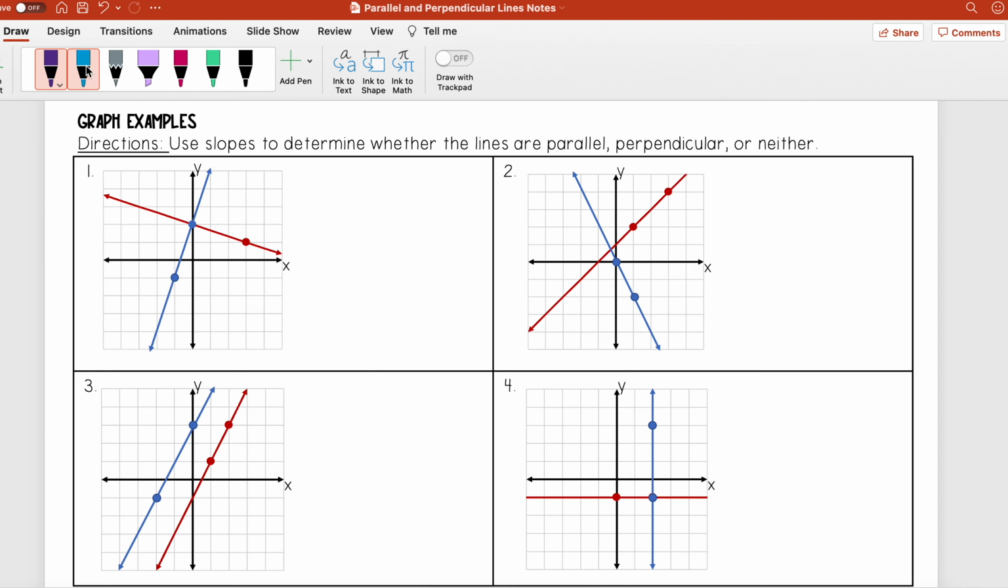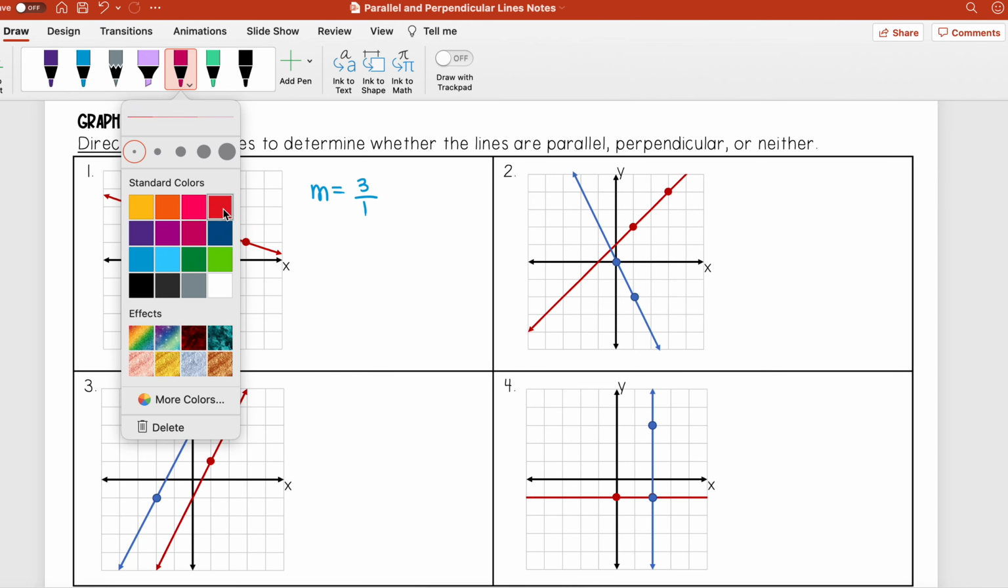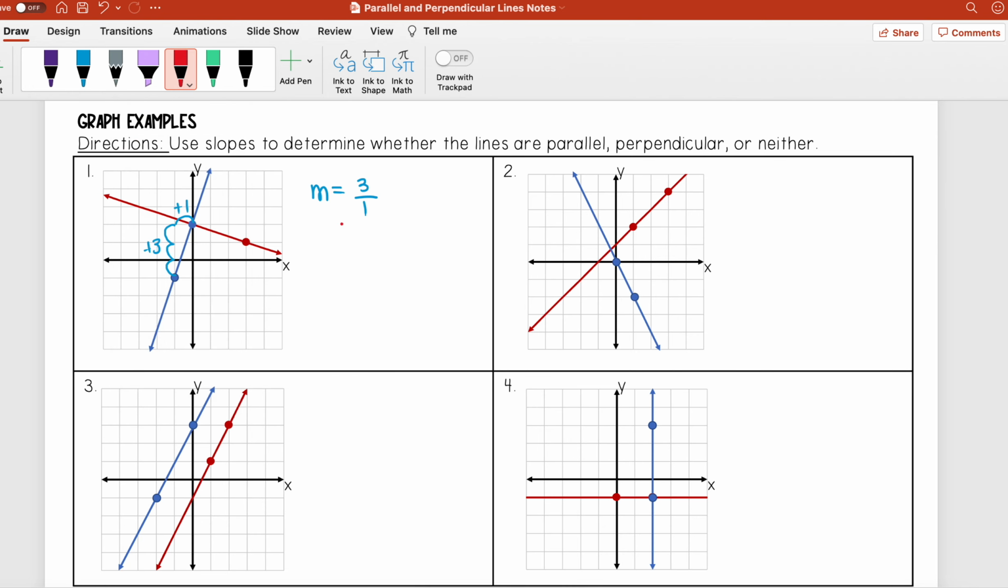Okay, so I want to first start with finding the slope of the blue line, and I see I have some points given here. Remember that the slope is rise over run. So to get from my bottom point to my top point, I have to rise 1, 2, 3. Over, and I go to the right 1. So my first slope is 3 over 1. I'm going to go ahead and leave this in fraction form since I am going to have to determine whether they are opposite reciprocals. So I'm going to need it in that form.